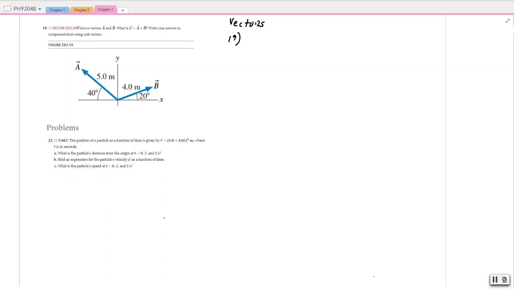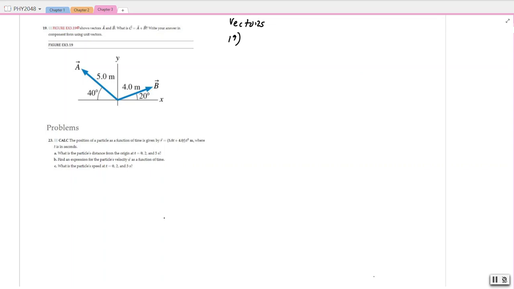I want to make another video about vectors. In this case, we're going to see this exercise where they give us two vectors, a vector A with a magnitude of 5 meters and is 40 degrees above the negative x-axis, and we have a vector B, right, with a magnitude of 4 meters and is 20 degrees above the positive x-axis.